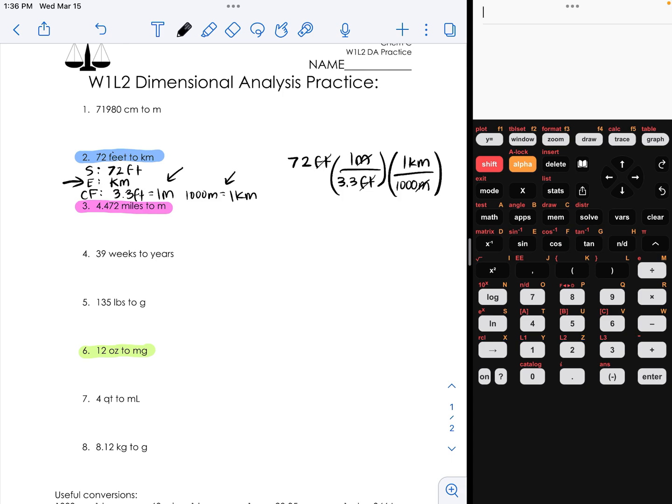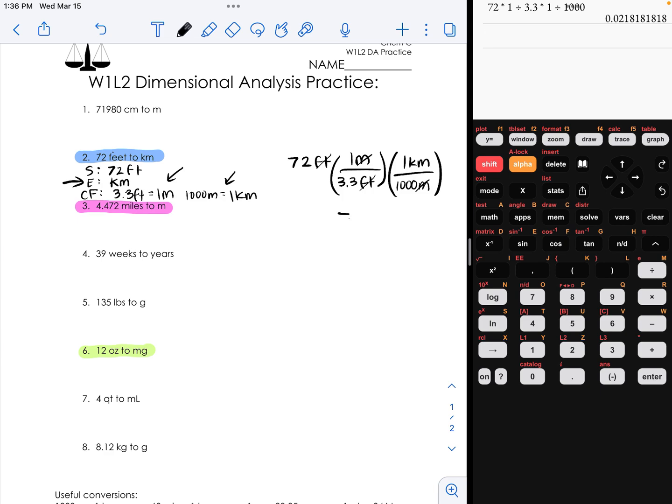Remember that all the numbers on top get multiplied. All the numbers on bottom get divided. Try typing it in on your calculator right now. Okay, I'm going to type it in for you. I'm going to go 72 times 1 divided by 3.3 times 1 divided by 1,000. And I get this number, 0.021818 forever and ever.